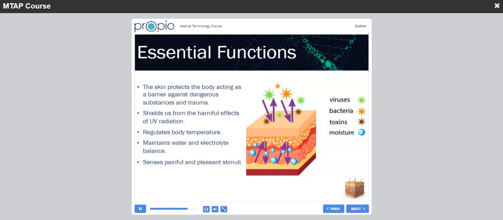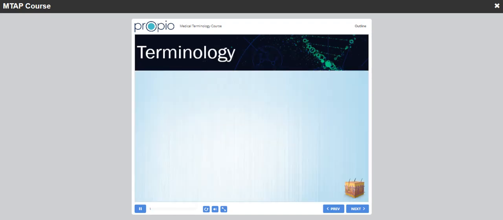Now let's talk about sample terminology you need to know. Derm is pertaining to the skin. For instance, dermatitis, the inflammation of the skin. Seb is pertaining to sebum, oil. For instance, seborrhea, a skin condition that causes scaly areas and red skin, especially on the scalp.